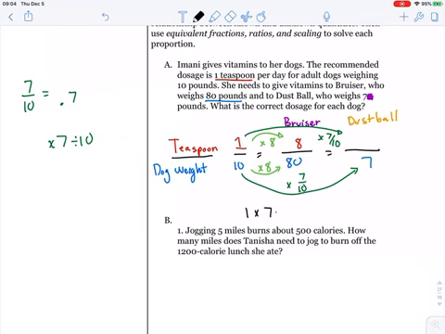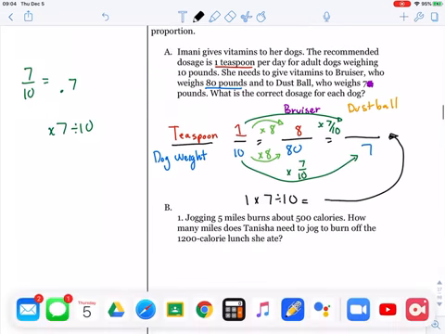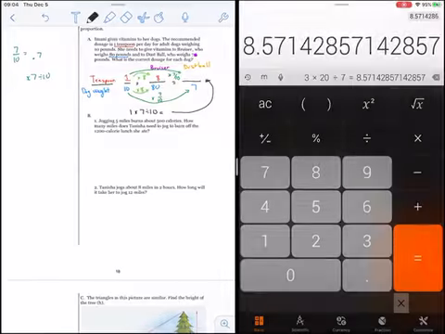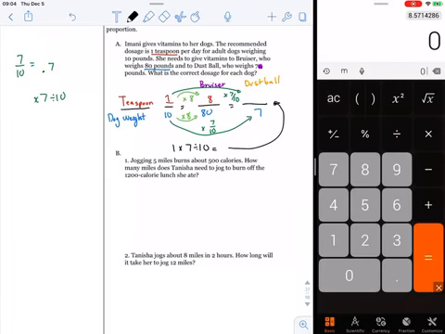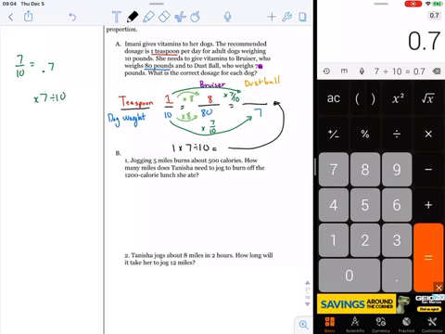Either one is okay. So I'm going to type this for Dustball into my calculator. 1 times 7 divided by 10. That's my equation for Dustball's medicine. Okay, so into the calculator we go. 1 times 7 divided by 10. And we get 0.7. He needs 0.7 of a teaspoon. Okay.